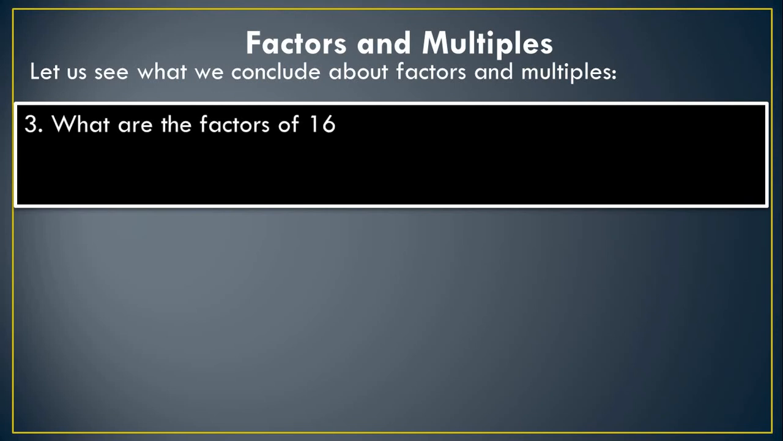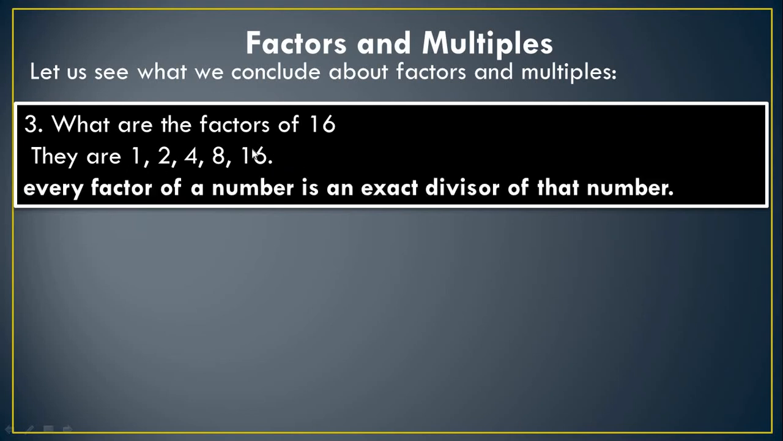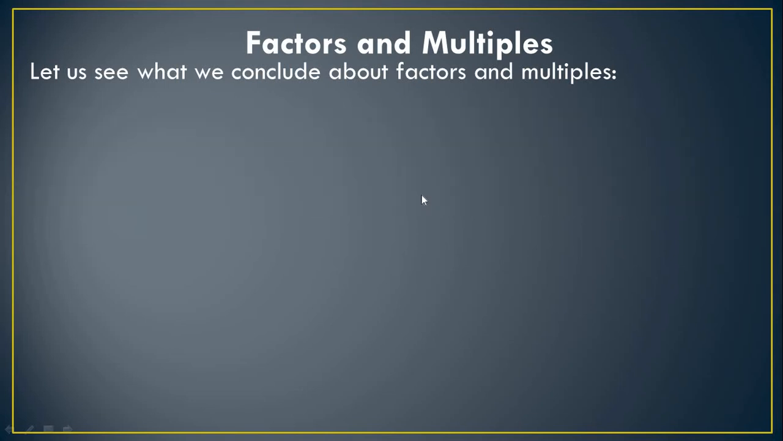Next point is, what are the factors of 16? So 1, 2, 4, 8 and 16, these are the factors, because if you check their multiplication table, 16 comes. 2 into 8 is 16, 4 into 4 is 16, 8 into 2 is 16, 16 into 1 is 16. So these are the factors. Every factor of a number is an exact divisor of that number, because if you consider 16, it can be divided by 1, 2, 4, 8, 16. So every factor of a number is an exact divisor of that number.